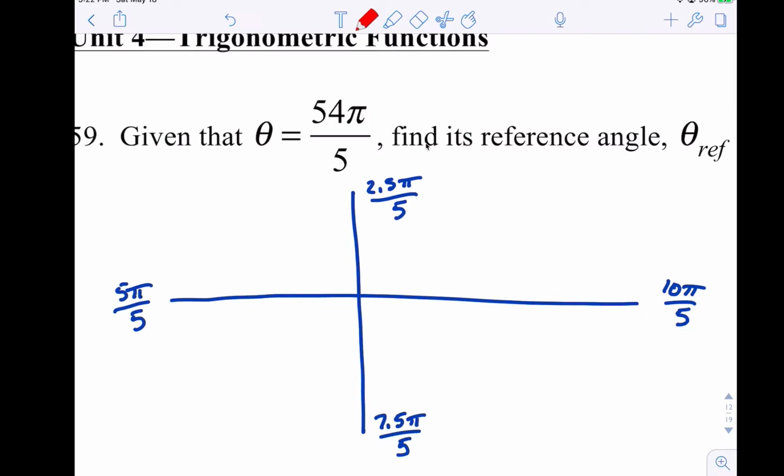Alright, so 54 pi over 5. If I go around 1 time, that's 10, 2 times is 20, 3 times is 30, 4 times is 40, 5 times is 50, right? So that leaves me with 4 pi over 5 left. So where would 4 pi over 5 go? That would be right over here.